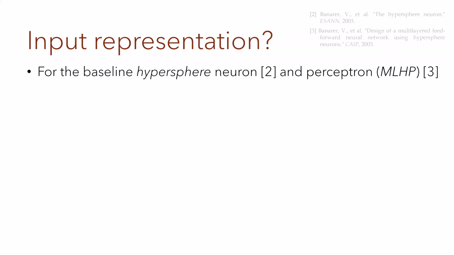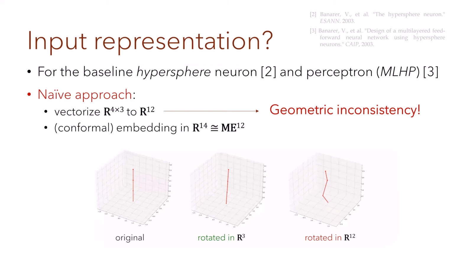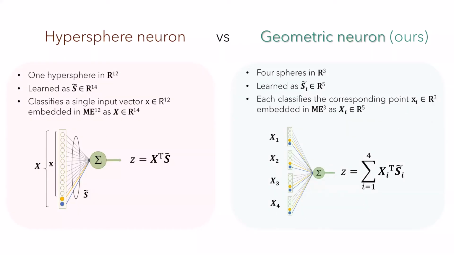But how do we feed such input to the feed-forward baseline model consisting of the hypersphere neurons, which are based on the conformal embedding of the Euclidean space? A naive approach would be to vectorize the input representing the 3D coordinates of the shapes, and then embed it in the corresponding conformal space. But this approach would cause geometric inconsistency, as 3D rigid transformations of the shapes are not equivalent to rigid transformations in R12. We strive to be consistent with the dimensionality of the input space.